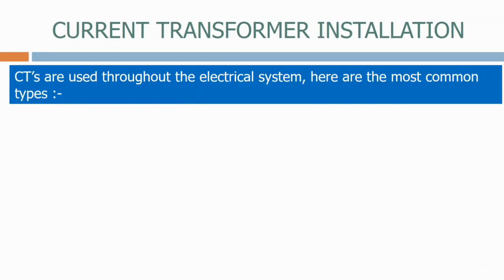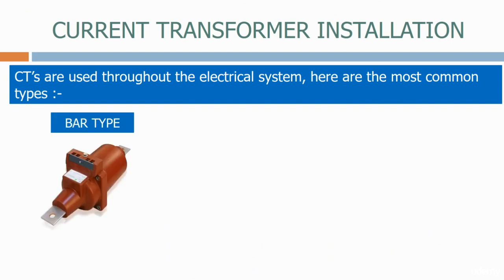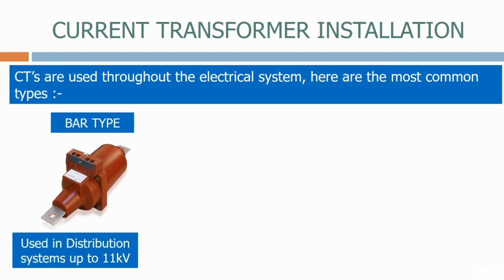CTs are used throughout the electrical system. Here are the most common types. Firstly, we have the bar type, where the CT is constructed as part of the bus bar. These are used in distribution systems up to 11 kV.